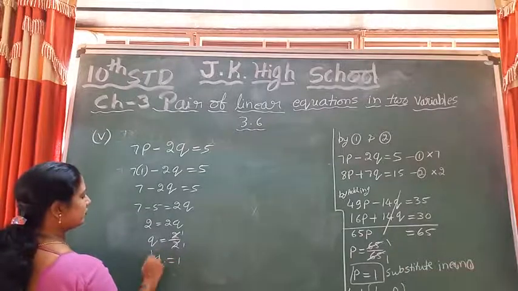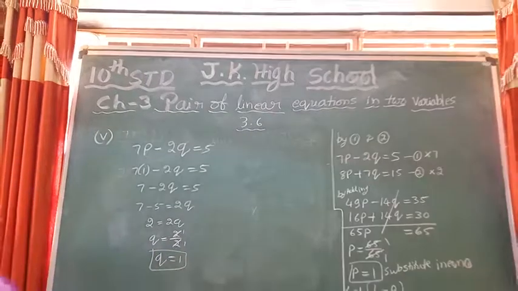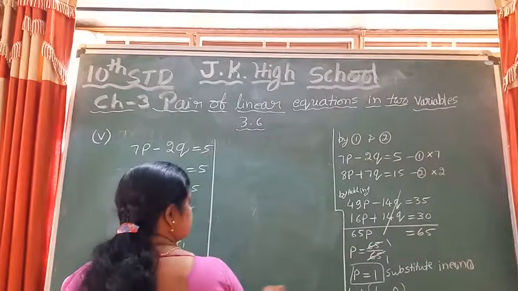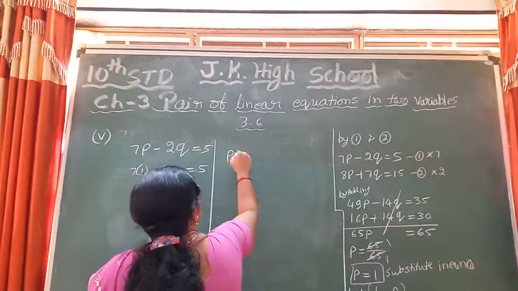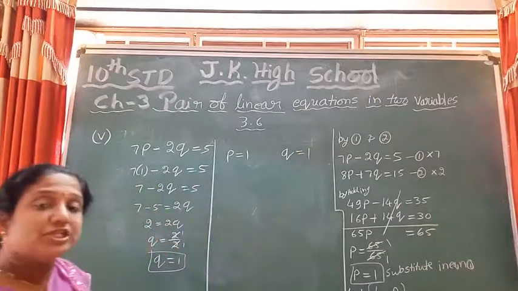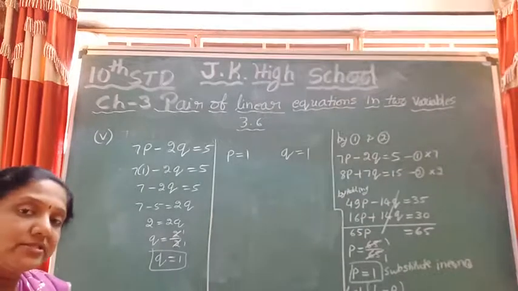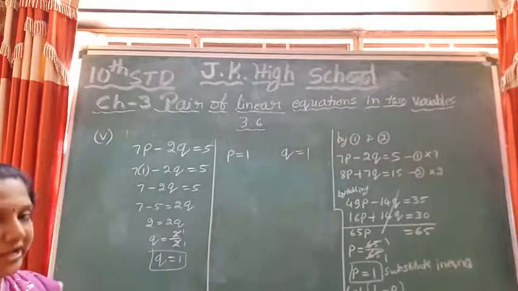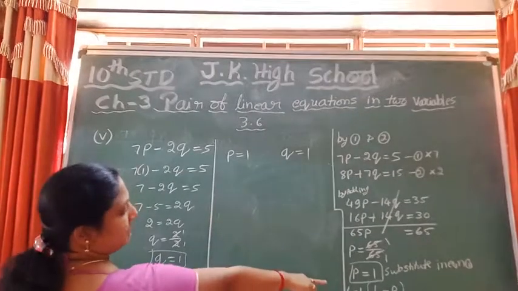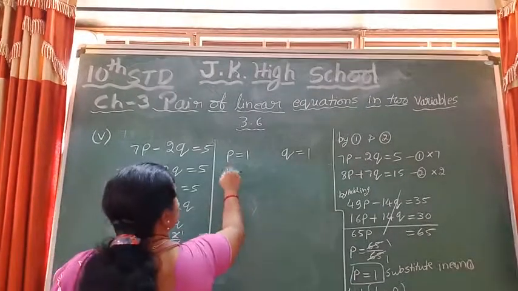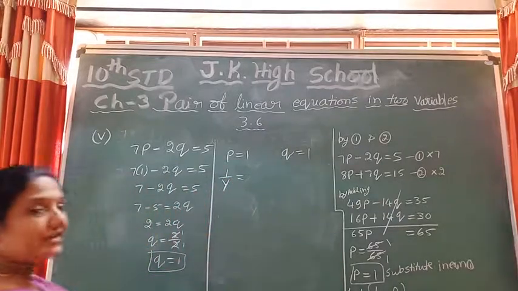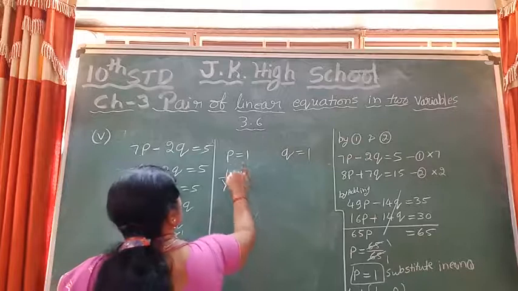I got the value of q as 1 and p also 1. We know now the p value is 1 and the q value is also 1. But originally they gave the equations in the two variables x and y, so I have to find out the values of x and y. Then you substitute. What have I taken? Let 1 by y be p. So 1 by y is equal to 1.